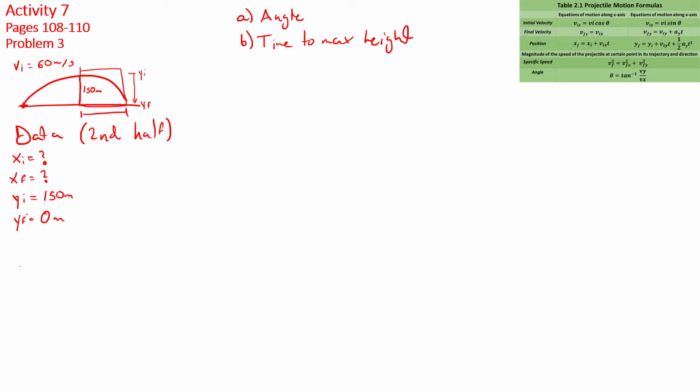The initial velocity of the whole trip is 60. And if that is 60 and it's symmetrical, what's the final velocity? Remember, it's symmetrical, so it will be the same but in the opposite direction. So the final velocity of the whole trip is minus 60 meters per second. Why? Because the initial velocity of the whole trip is 60. They are the same, but in the opposite direction. We will use this one.